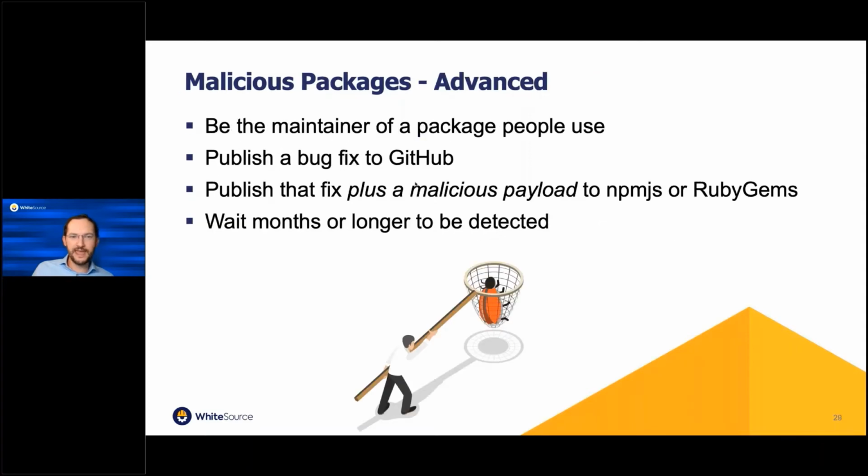Now, the advanced approach, and I kind of discussed it before, is that if you're the maintainer of a package people use, you could do the following. You could publish a bug fix to GitHub. So you have a new commit, it fixes a problem, it has a tag, but you could then go and publish that fix combined with a malicious payload to npm.js or RubyGems. Now, if you do it that sophisticatedly, then you might wait months or longer to be detected, because it's pretty hard for people to actually notice that has happened.